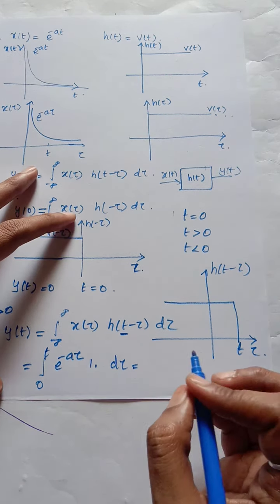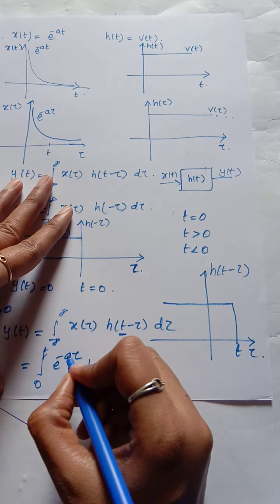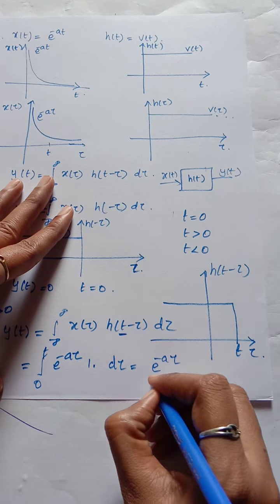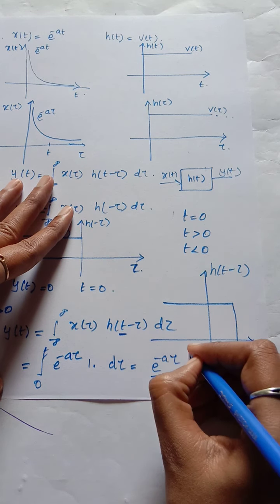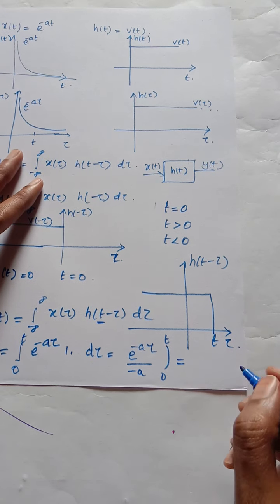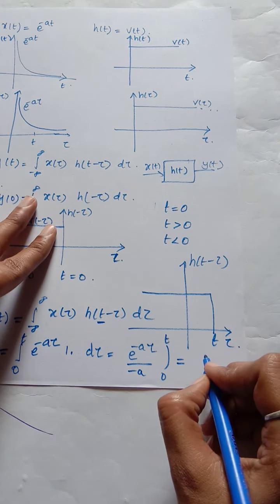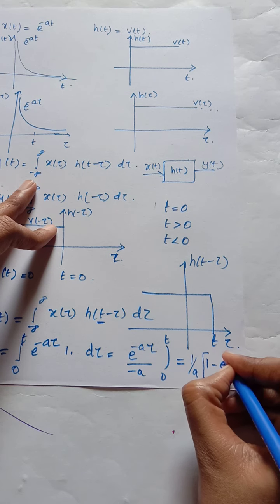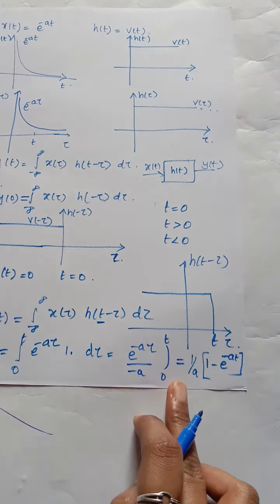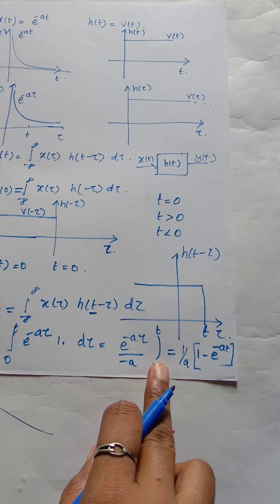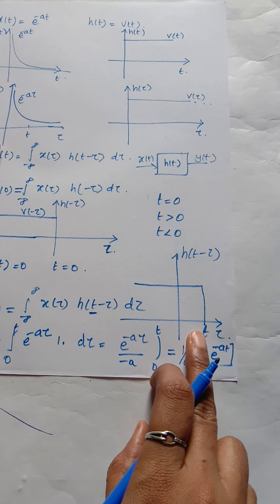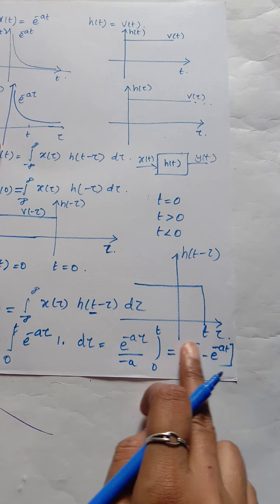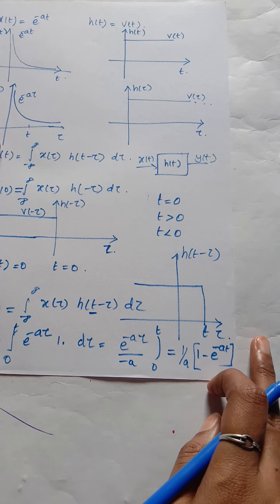Now I am going to integrate this. What you will get when you integrate e power minus a tau is e power minus a tau divided by minus a, with the limits 0 to t. Applying the upper limit and lower limit, what I will get is 1 by a times 1 minus e power minus a t. So this is your answer. If you substitute t equal to 1, you will get accordingly; if you substitute t equal to 2, you will get accordingly. This is the same for all positive t values.